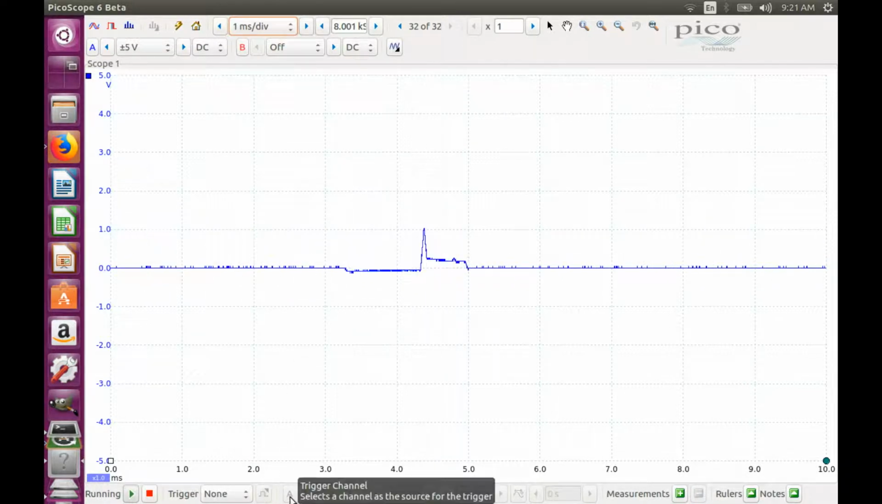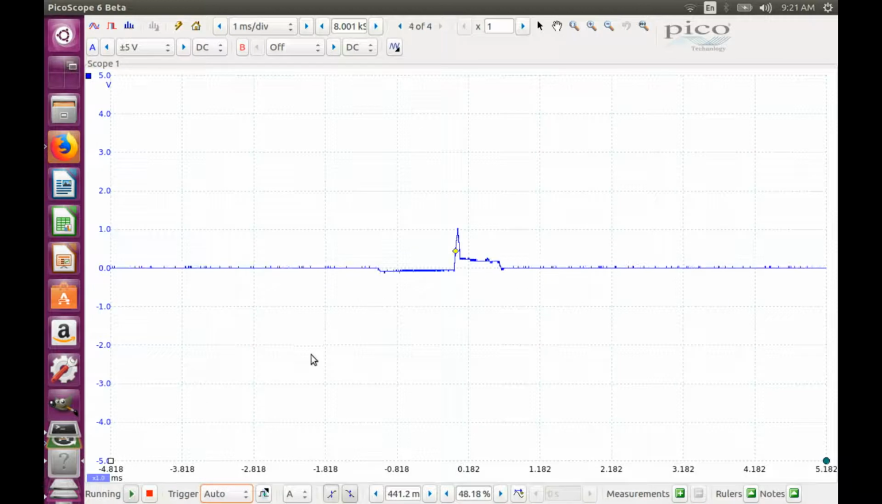We can put a trigger, so we can focus on that particular waveform. One thing that we can see is that it's relatively small compared to the size of the screen. It's only 1 volt when the resolution is 5 volts.